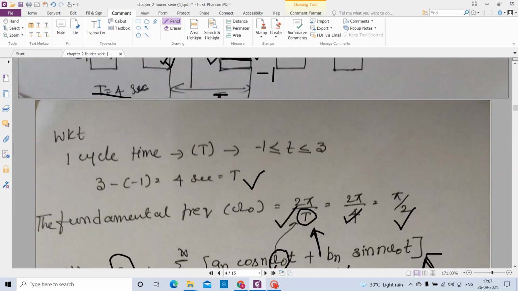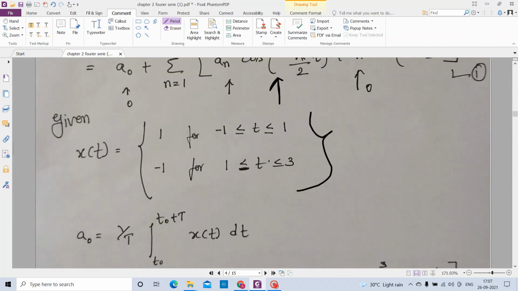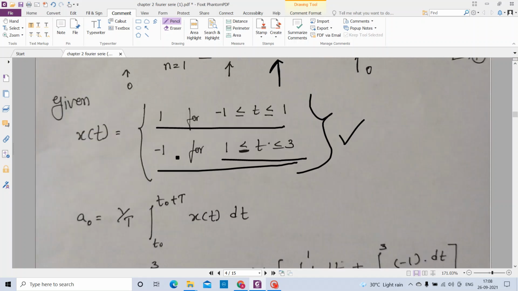That one only I have represented functionally, right? This is the functional representation. So x of t is equal to 1 is the positive half cycle mathematical representation, 1 for minus 1 to 1, and this is the negative half cycle of the square wave pulse, or train pulse. Okay, so minus 1 is the amplitude, and it lies between 1 to 3. Now by using this functional representation, we are determining A naught, An and Bn.